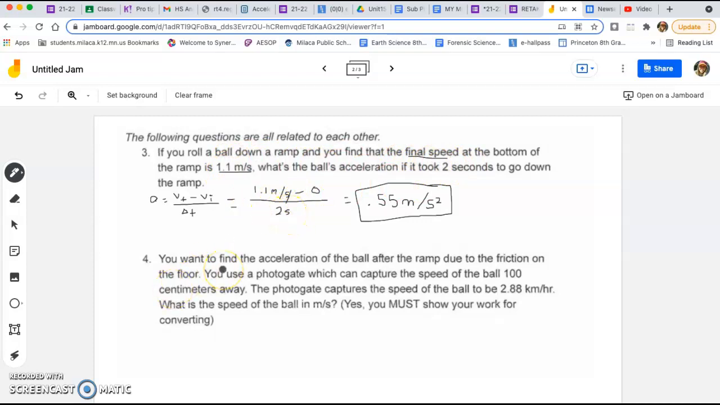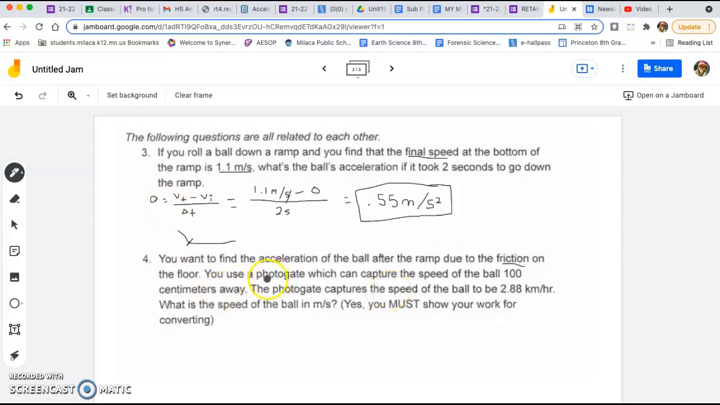All right, for number 4, it says, you want to find the acceleration of the ball after the ramp due to the friction on the floor. So we did something like this, right? So we had a ramp like this, and then the floor, and so you found the acceleration right here was 0.55 meters per second squared. Now we want to know eventually the acceleration of the ball after the ramp, okay? Because we all know that balls eventually slow down and stop after they roll on the floor, and that's due to friction, okay? But let's make sure we know what this question wants.